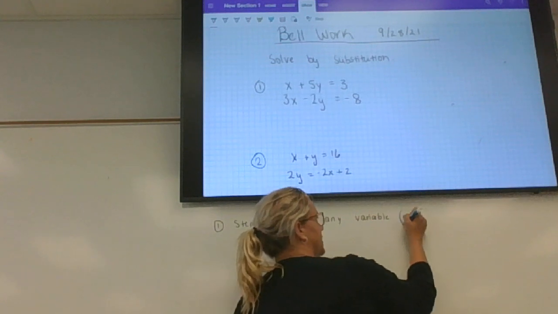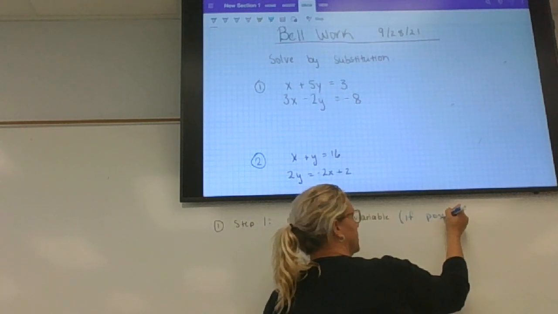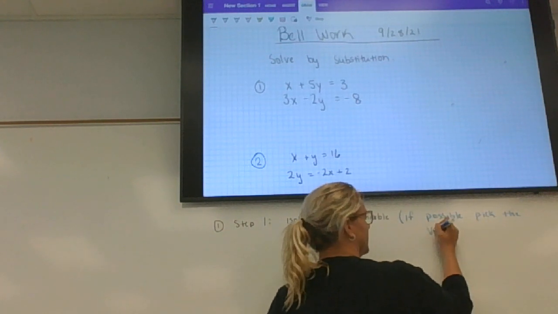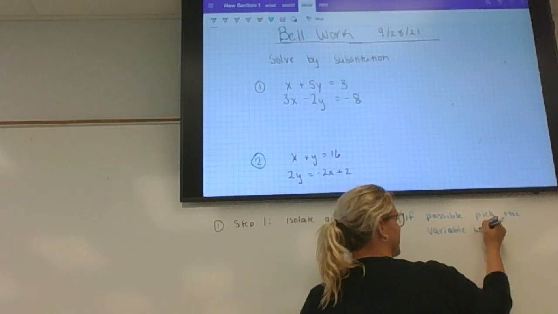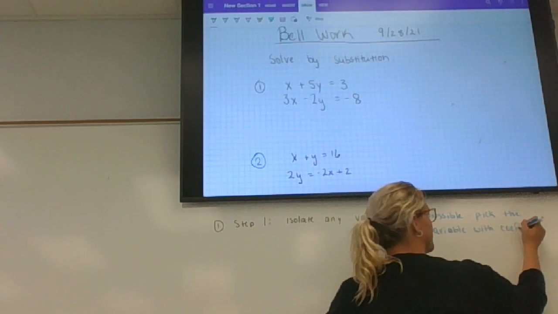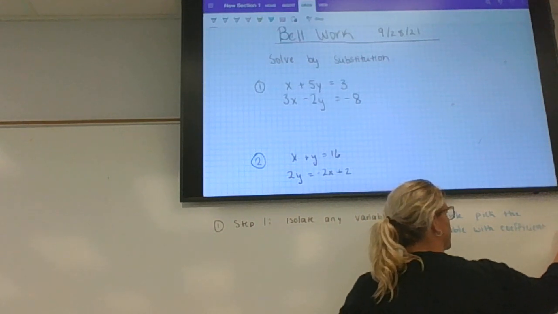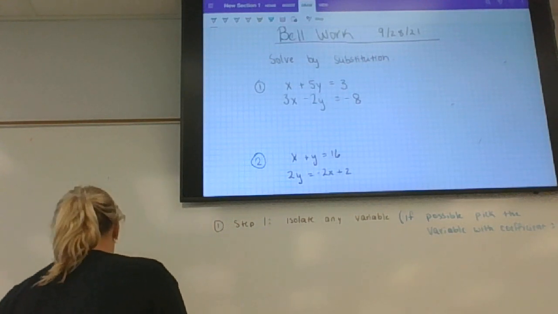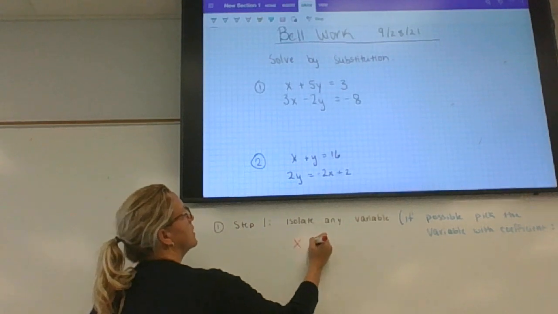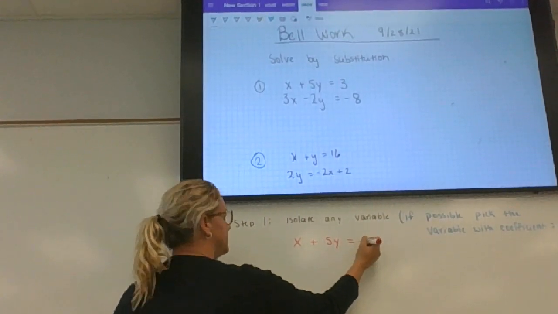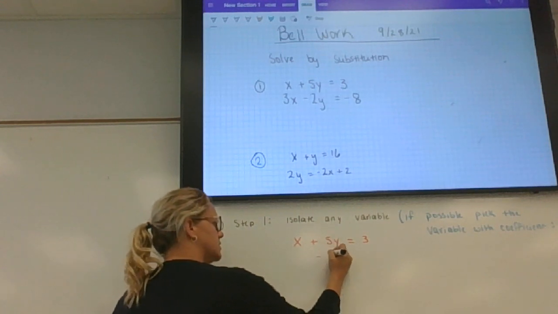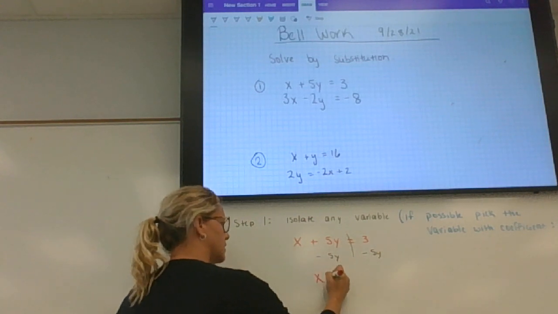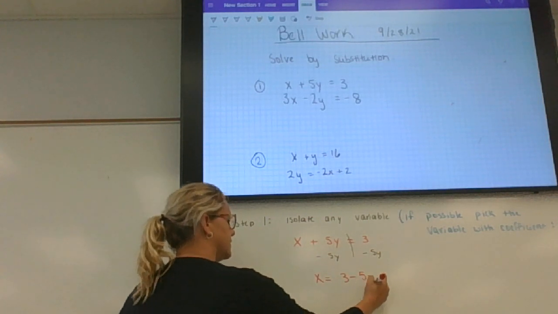If possible, I'll put a little tip there, and I wrote this yesterday, but if you weren't here: if possible, pick the variable with a coefficient of 1. So I see x on the top has a coefficient of 1, so we're going to isolate that. It'll only take us one step. Subtract the 5y on both sides of the equal line, and x is 3 minus 5y.